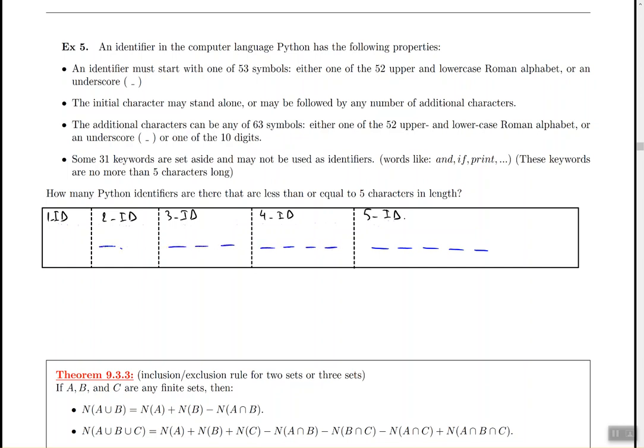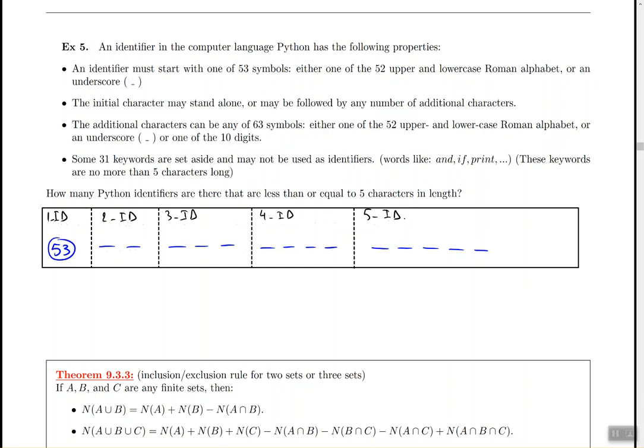1, 2, 3, 1, 2, and then 1. Okay. So I'm going to calculate each one of those separately and then figure out what the total is going to be. There are certain restrictions that you have to think about when you're doing this. The first character has to be always either by itself or followed by additional stuff, but it's always going to be one of 53 symbols, either the upper or lowercase Roman alphabet, numerals, or the underscore. So if you have a one letter ID, there has to be one of 53 choices.